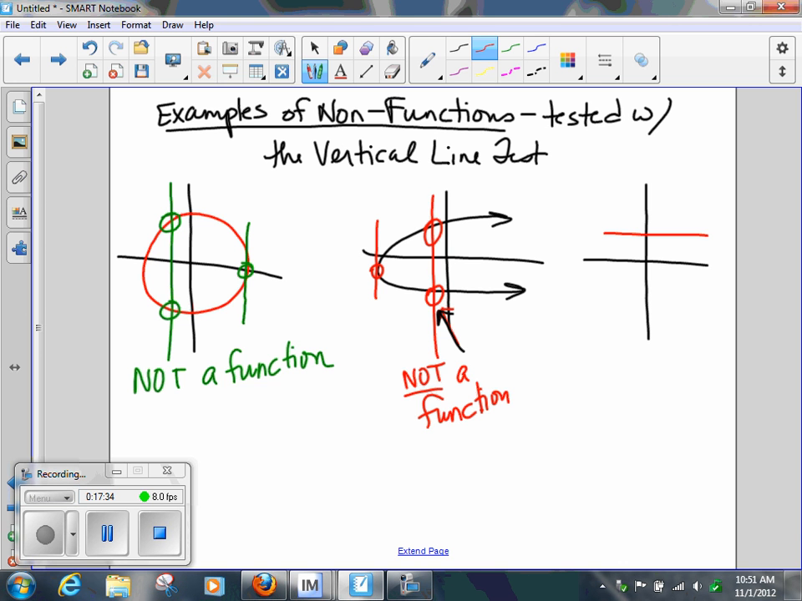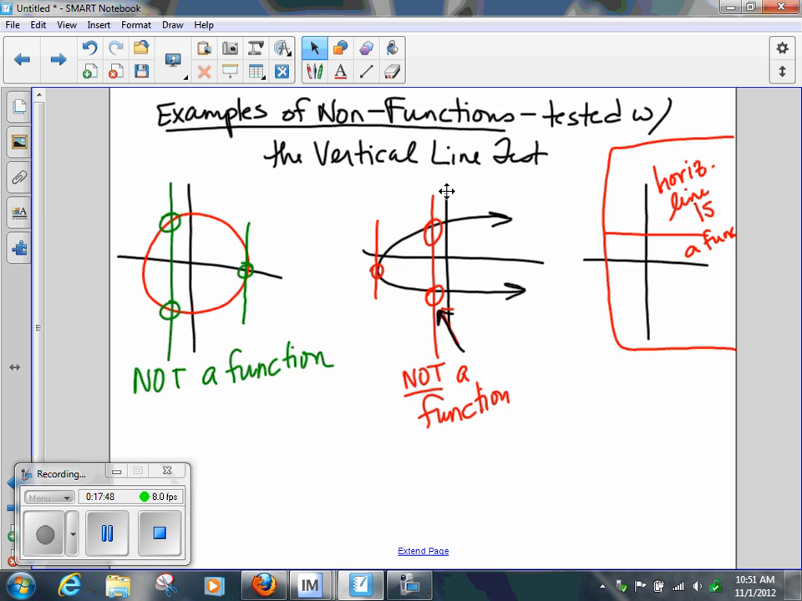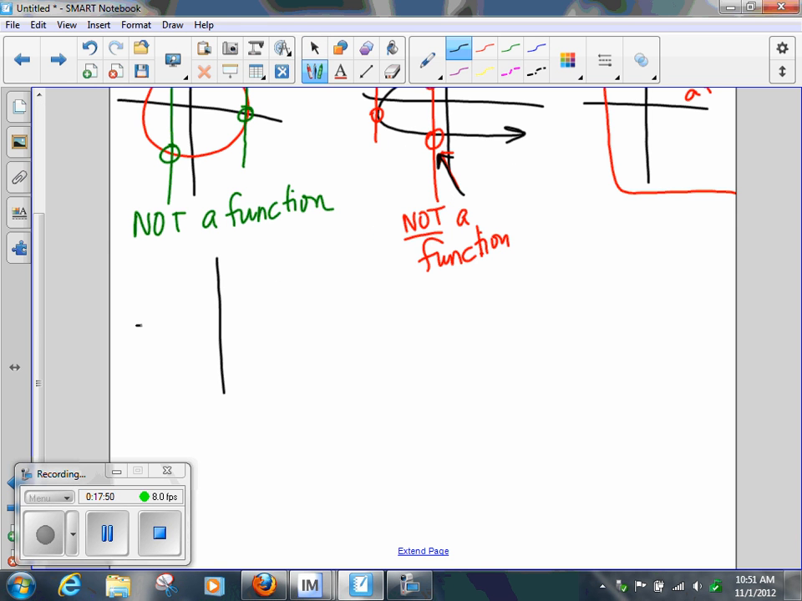A horizontal line is. Put it in its own little box. Horizontal line is a function, but a vertical line, nope, not a function. Well, holy moly. I mean, I could draw a straight line right on top of a vertical line. Vertical lines are not.